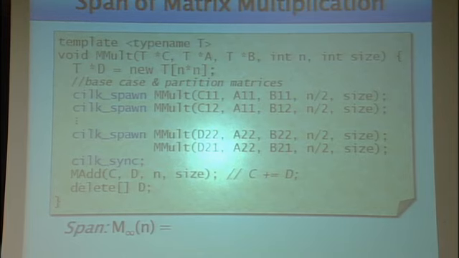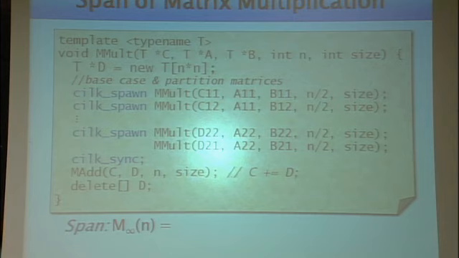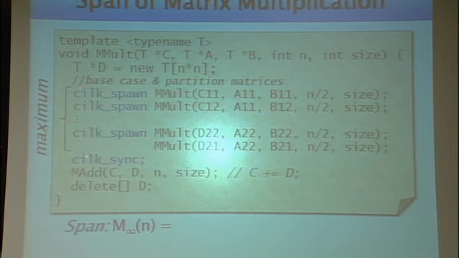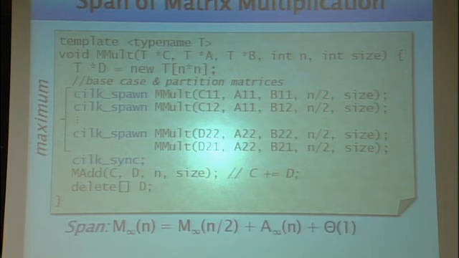So the span of this is going to be the sum of some things. But the key observation is that we want the maximum of these guys. So the allocation is constant time. We have the maximum of these, which is M-infinity of n over 2, and then we have the span of the add. Okay, so we get this recurrence.